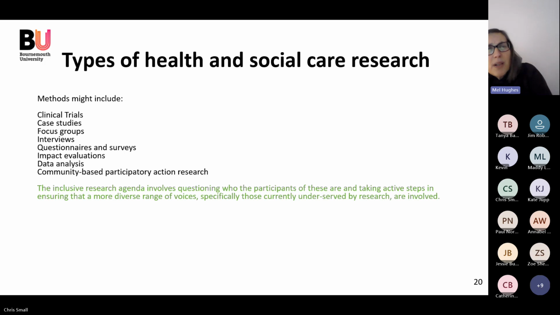So again, if you remember, those of you that attended webinar 1, we talked about different methods, and this is by no means an exhaustive list, but think about who it is that's participating in clinical trials or focus groups or interviews. What the inclusive research agenda involves is questioning who those participants are and then taking very active steps in ensuring that a more diverse range of voices, specifically those currently underserved by research, are involved. And that involves changing the way we do things, really, to make sure that they are inclusive and reaching the people that we want to reach.